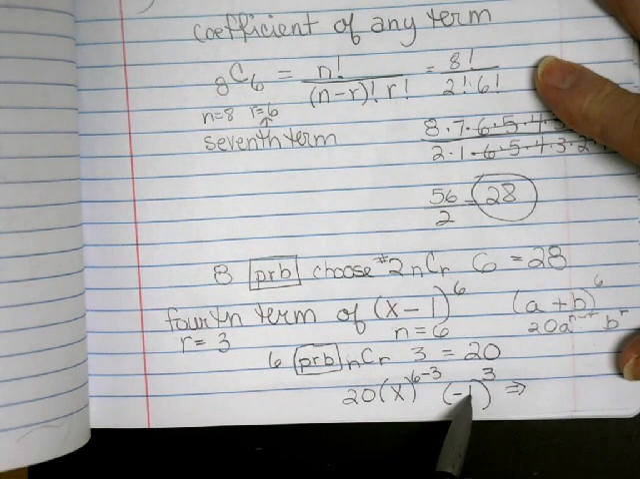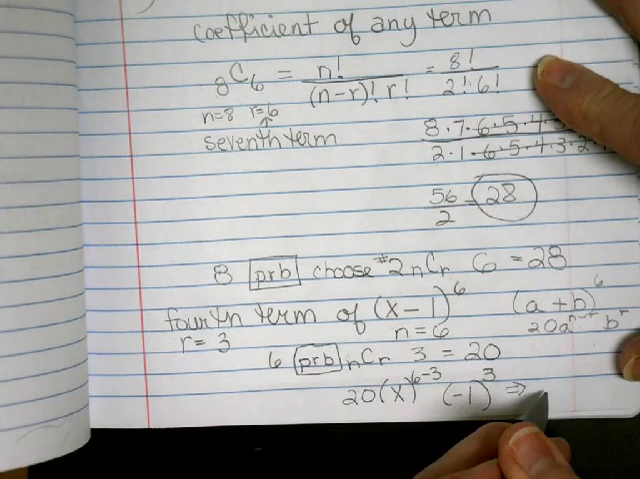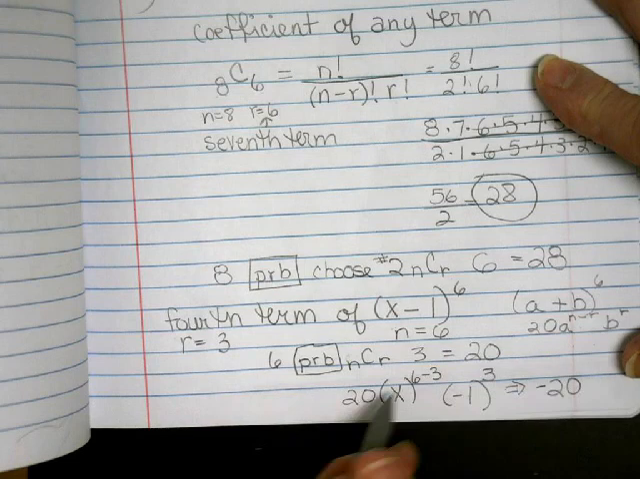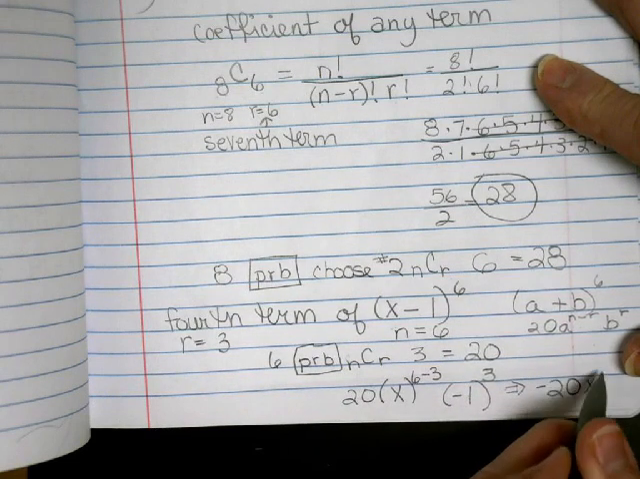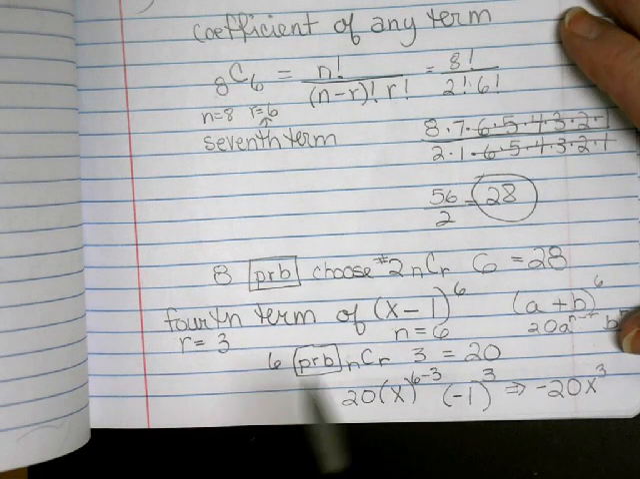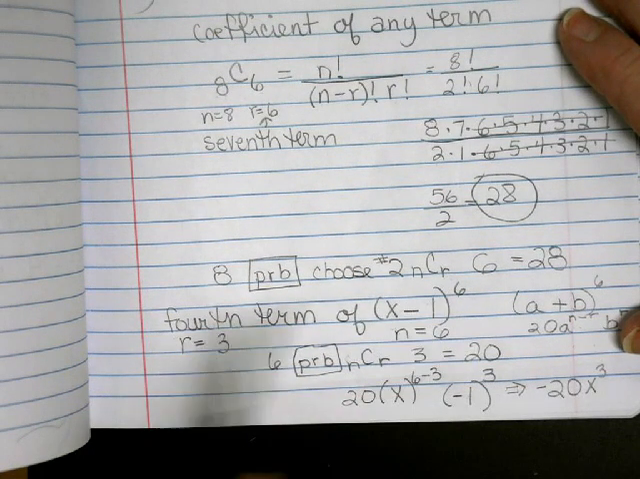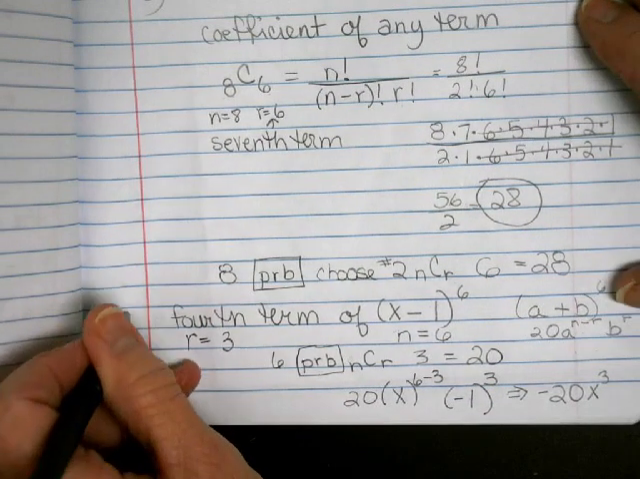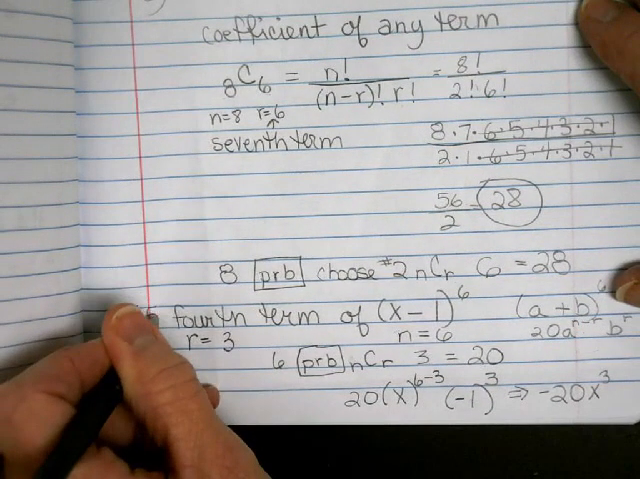So I have to simplify. -1 times -1 times -1 is -1, times 20, -20 x to the 3rd. That's the fourth term. And you can multiply this out 6 times if you feel the need, then you can read what the fourth term says. That takes a lot longer.